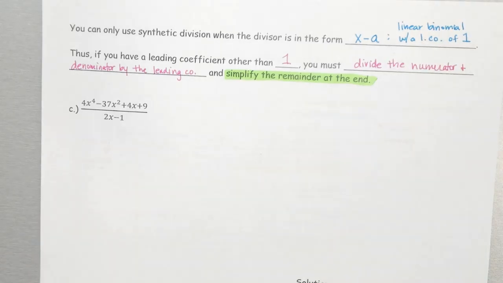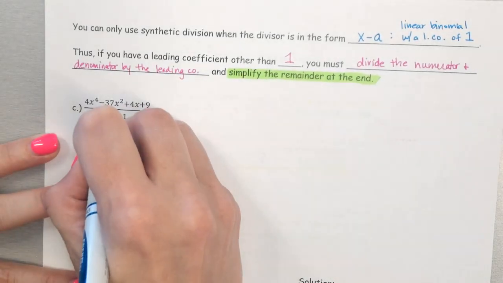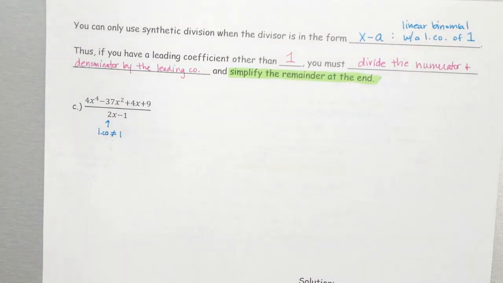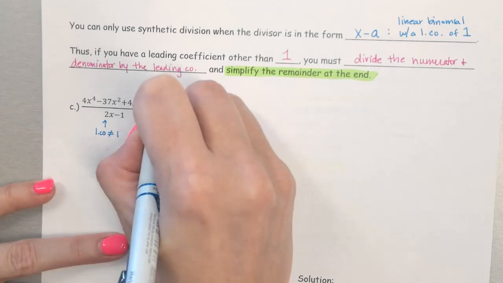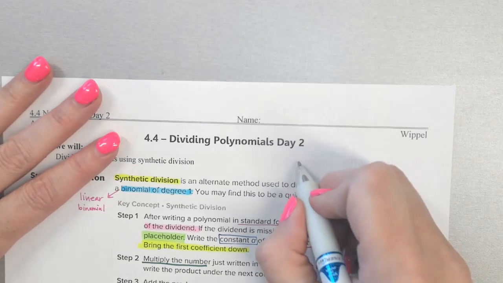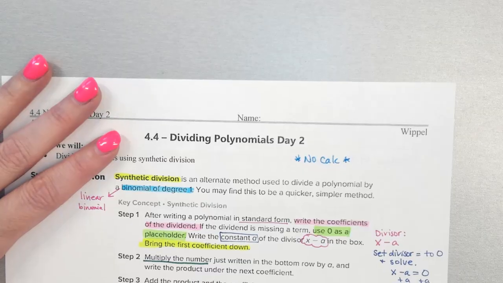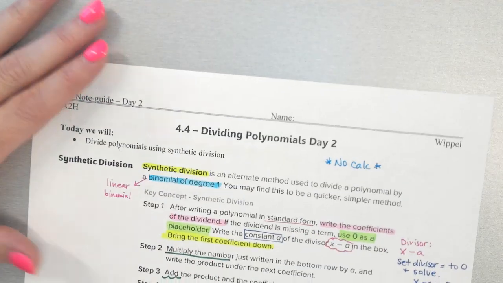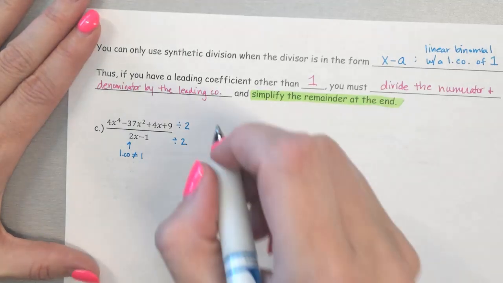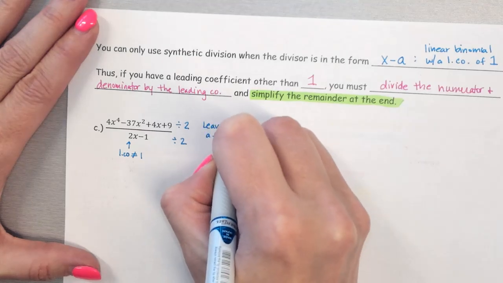All right, so for part C, your leading coefficient is 2. So if your leading coefficient is not 1, we are going to divide by that value. We are doing all of this without a calculator. In fact, if you want, you can write that this is a no-calc unit, because you'll have to practice this without it. So when you are dividing 2 by 2, you are going to leave it as a fraction, not a decimal.